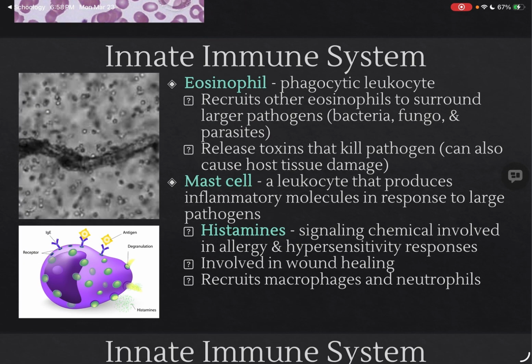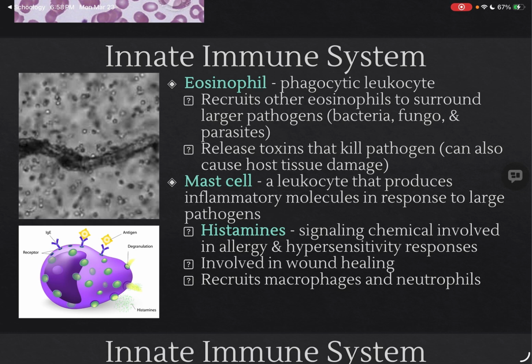Next is our eosinophil. These are also phagocytic leukocytes, and they're the recruiters. They recruit other eosinophils to surround the larger pathogens, the bacteria, the fungi, and the parasites, and they'll release toxins that damage and kill the pathogen. But they can also cause host tissue damage, which isn't the best. But keep in mind, the eosinophils are like all of the little minions working together, and they pile on top of this foreign body, and then they all release their toxins and will kill it. But if host cells are around, unfortunately, they'll get caught in the crossfire.